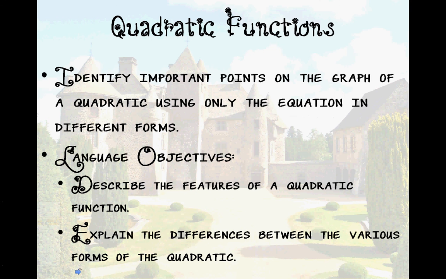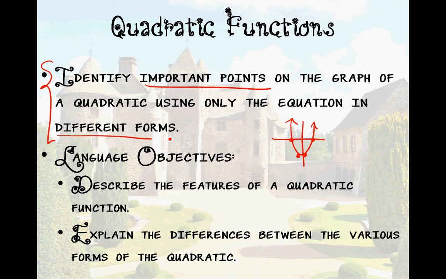Okay? So let's go ahead and start with our objective like we normally do. So it's right there. Identify important points on the graph of a quadratic using only the equation in different forms. So go ahead and pause the video until you finish writing that out. Okay, so what we're talking about today is our quadratics or parabolas, and we're finding the x-intercepts, the y-intercepts, and then the vertices. And those are the important points that I'm referring to there. And then there are three different forms that we're going to be looking at today for how the equation could appear.